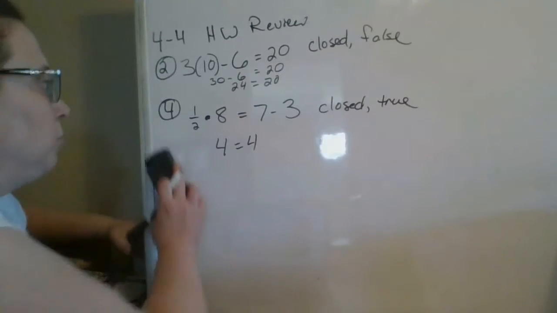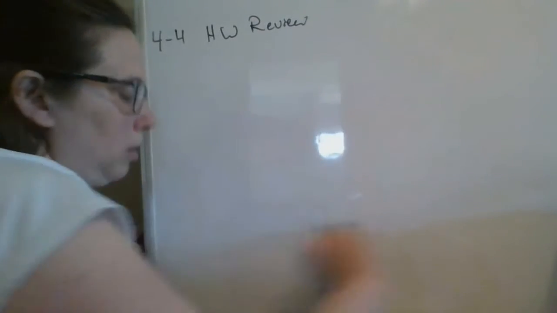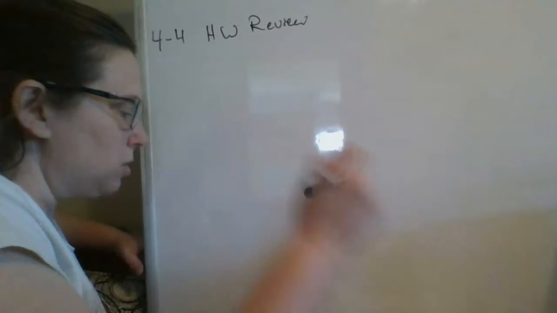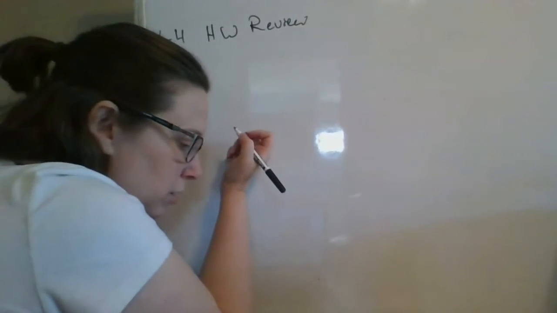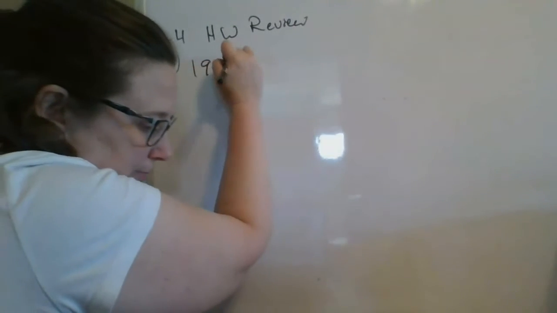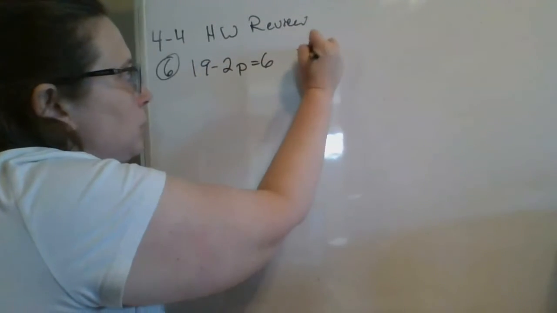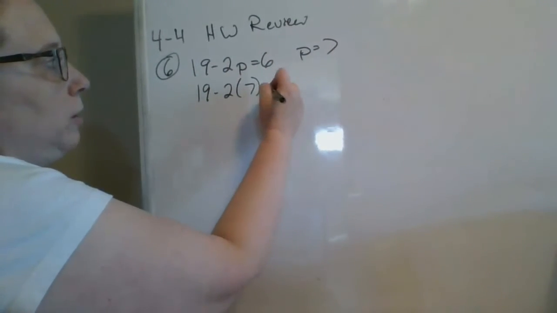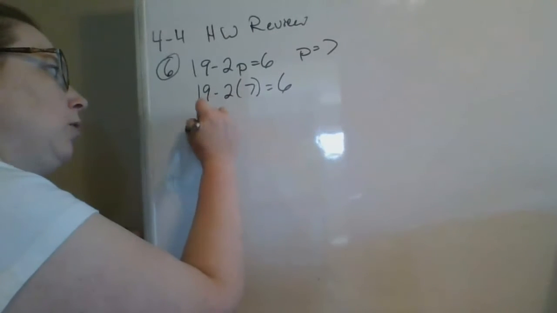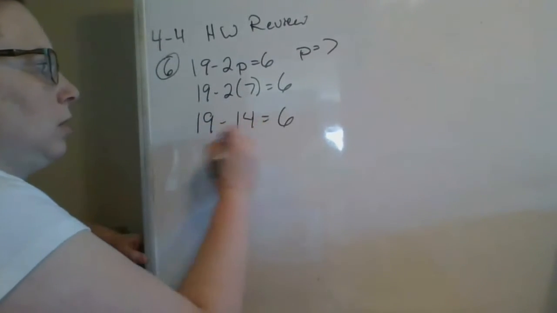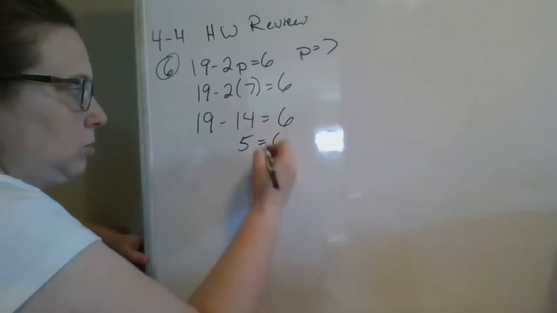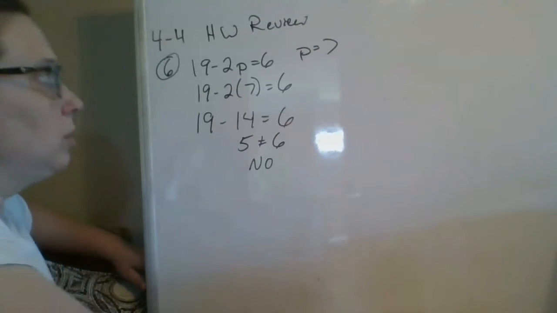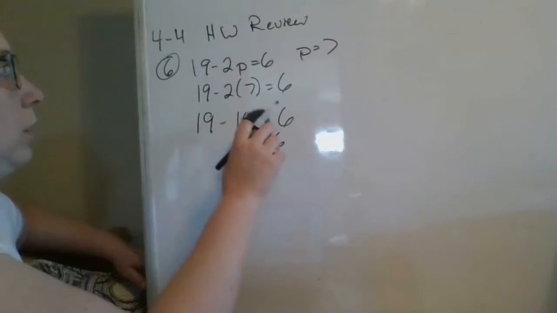Next section, so number 6 and 8, our directions say determine if the given value of the variable is the solution of the equation, write yes or no. So for number 6, they tell us that p equals 7, so we're substituting in for p and putting a 7 there. Then we need our order of operations, and we get 5 equals 6, which of course is not true. So 7 is not a solution to our equation.